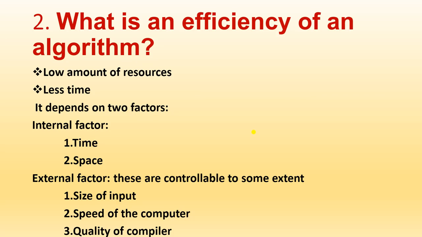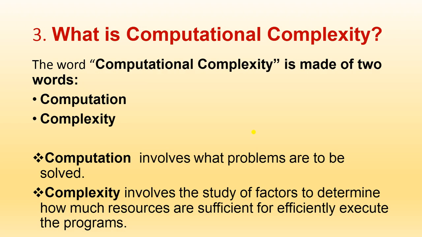Next, we studied what the efficiency of an algorithm is. The efficiency of an algorithm depends on the amount of resources and the time. It has two factors, internal and external. The internal factor depends upon time and space, and the external factor depends on the size of input, the speed of the computer and the quality of the compiler.